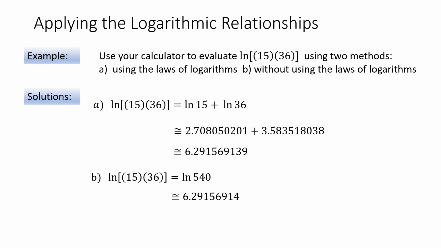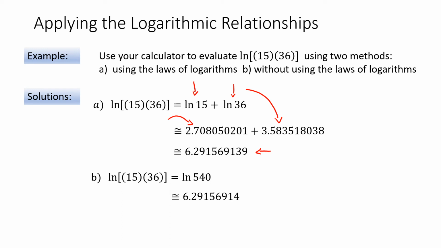So we're going to look at some examples. Okay. And these first ones, I want you to put both of them in your calculator. Okay. So if we had the ln of 15 times 36, if you were to take the ln of 15, okay, you arrive at this number here. And the ln of 36, you arrive at this number here. Adding those two together, you get a number of about 6.29, and it keeps going.